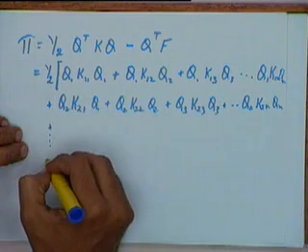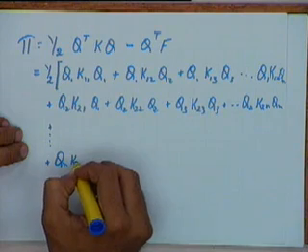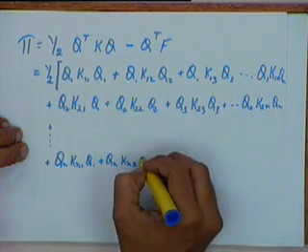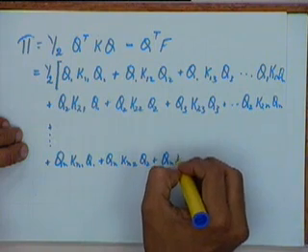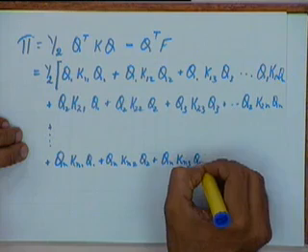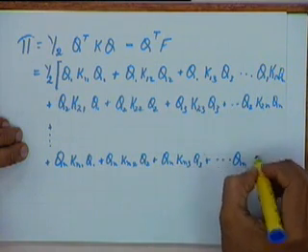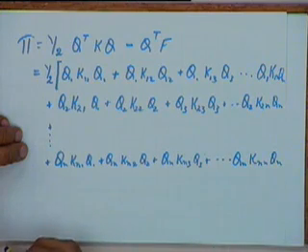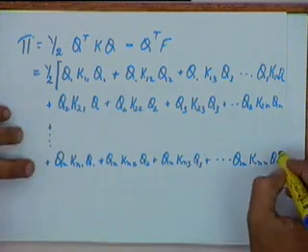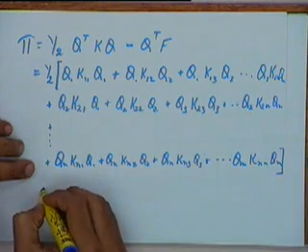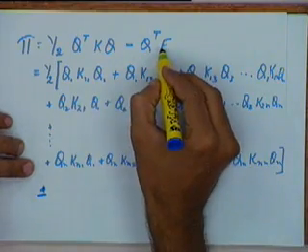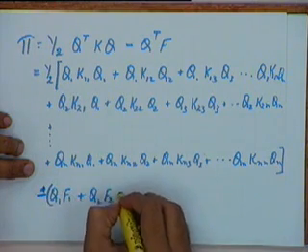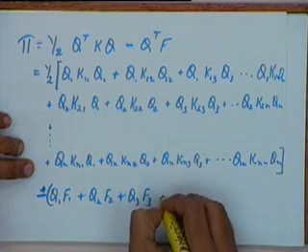Plus we will have other terms, Qn Kn1 Q1 plus Qn Kn2 Q2 plus Qn Kn3 Q3 and so on to Qn Knn Qn. This whole thing minus Q transpose times F, that will give us Q1 F1 plus Q2 F2 plus Q3 F3 and so on up to Qn Fn.